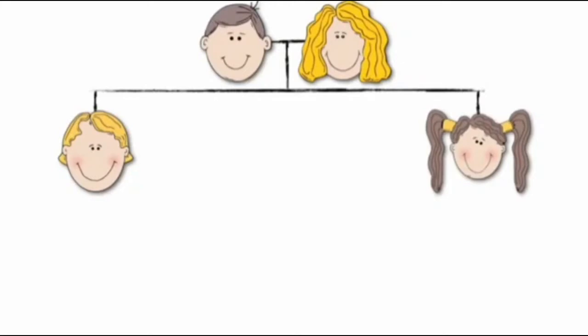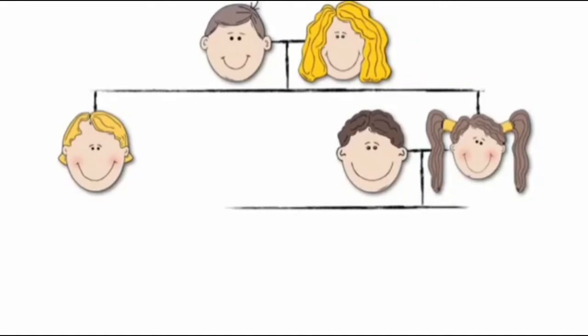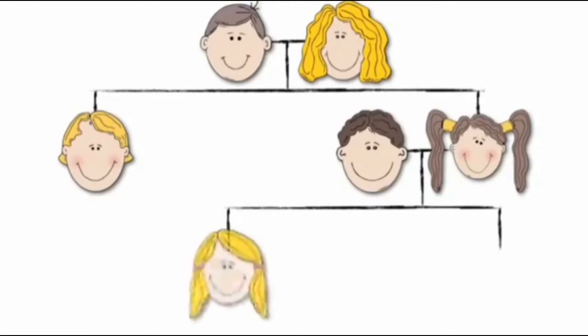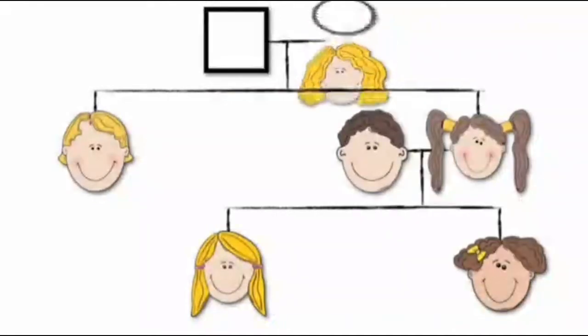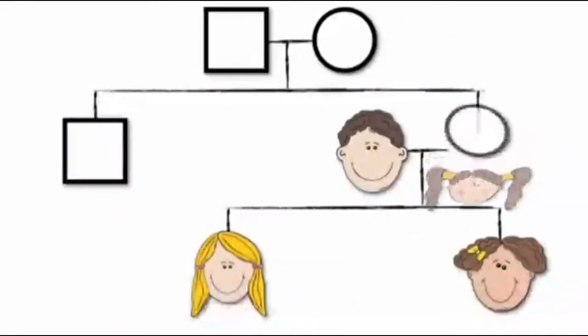Later in her life, our brown-haired female met a brown-haired male. They too fell in love, decided to get married, and reproduced. In their family, they had 2 children. Their firstborn was a blonde-haired female, and their secondborn was a brown-haired female. Scientists look at this family tree and simplify it. Instead of using faces and names, scientists use symbols. Squares represent males, and circles represent females.